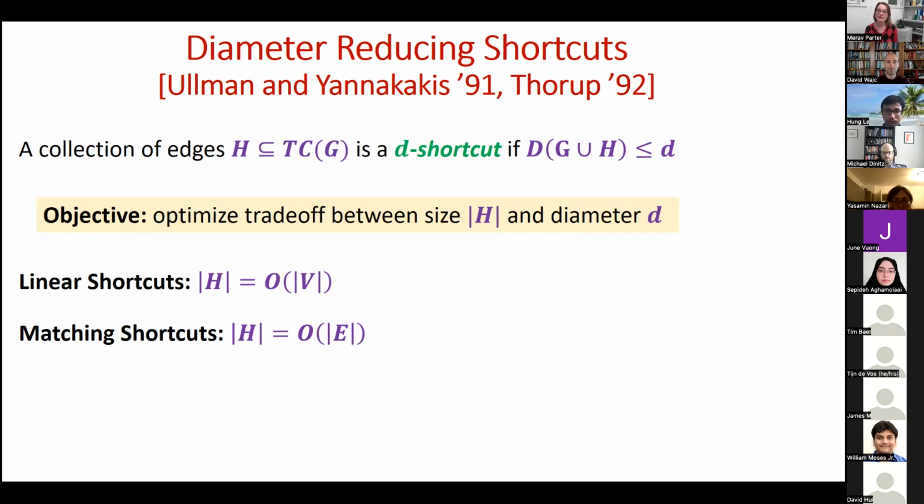Usually in the literature, we care about two types of shortcuts. Linear shortcuts, where I'm allowed to add at most a linear number of edges in n, the number of vertices, and matching shortcuts, where I'm allowed to add roughly O(m), the number of edges in the graph. The intuition behind this is that I'm not adding too much: the size of the graph is not increased by adding this number of shortcut edges.